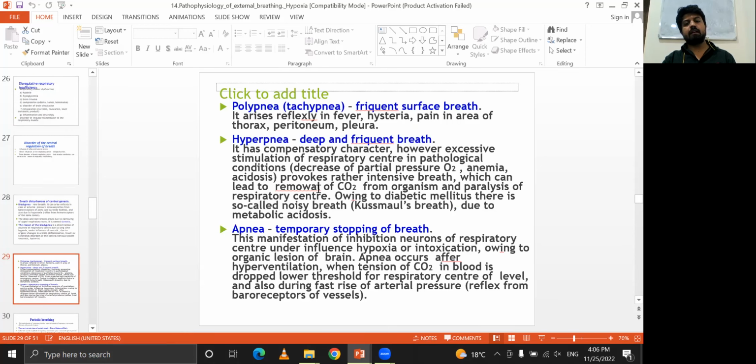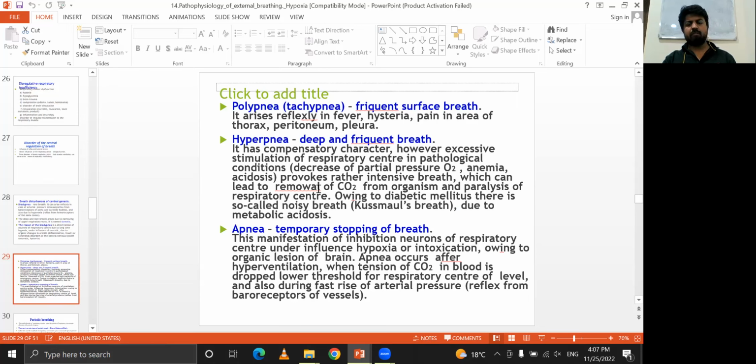So, tachypnea, frequent surface breath, arises reflexively in fever, hysteria, pain of the area of the thorax, peritoneum, and the pleura. Hyperpnea means deep and frequent breath. It is characterized by excessive stimulation of the respiratory center in pathological condition, which provokes rather intensive breath, which can lead to the removal of CO2 from the organism and paralysis of the respiratory center.